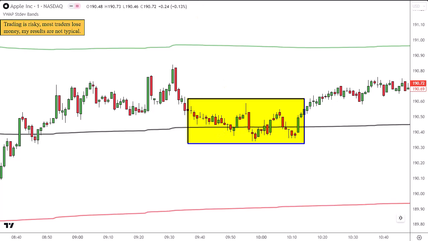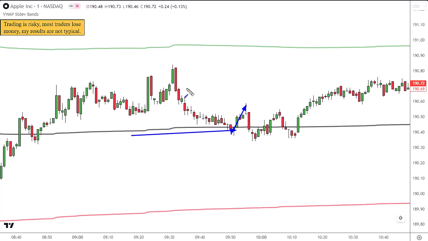So some people say you should buy when price comes down to it and bounces off of it. People say, oh, that's support. So when price comes down, use that as support and buy. Really? No, it's not support. It has nothing to do with support or resistance levels at all. It's just an average of the value and price that's been traded. It is not a support level. It has nothing to do with support.